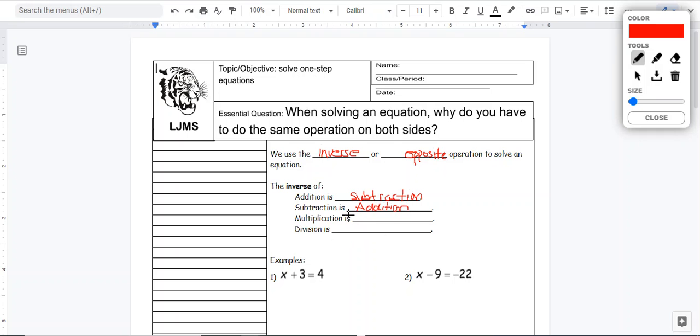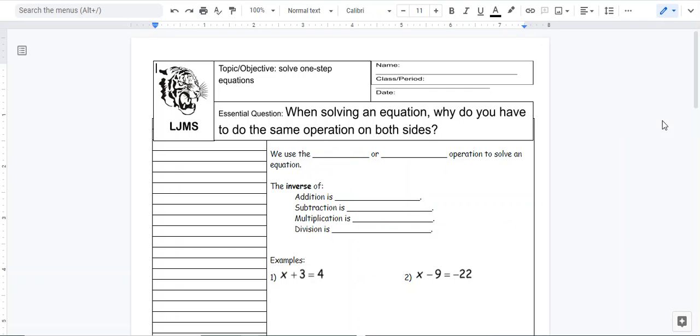Multiplication and division are similarly inverses of each other. The opposite or inverse of multiplication is division, and the inverse or opposite of division is multiplication. We call these one-step equations because in order to figure out what x is, it only takes one step, or one operation, for us to solve.